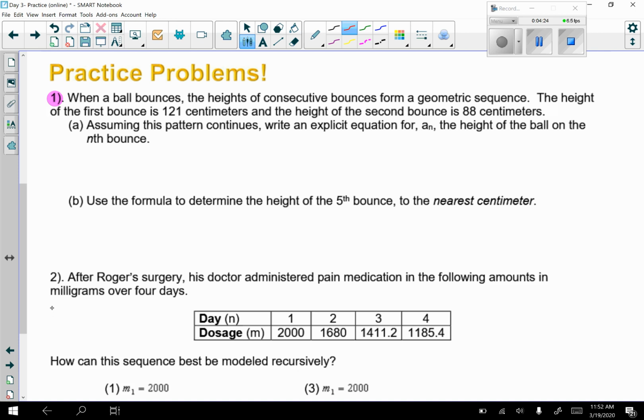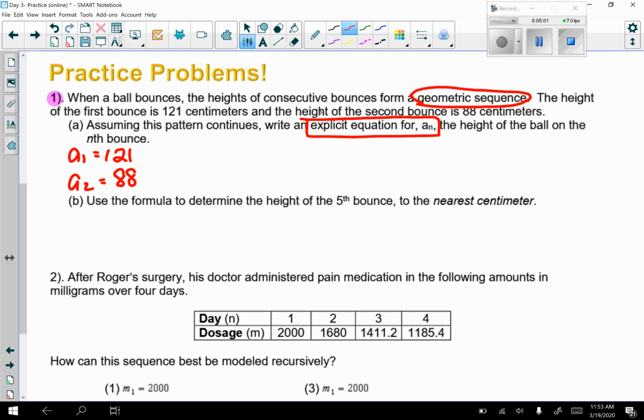Number 1, when a ball bounces, the heights of consecutive bounces form a geometric sequence. The height of the first bounce is 121 centimeters. And the height of the second bounce is 88 centimeters. Assuming this pattern continues, write an explicit equation for a sub n, the height of the ball on the nth bounce.